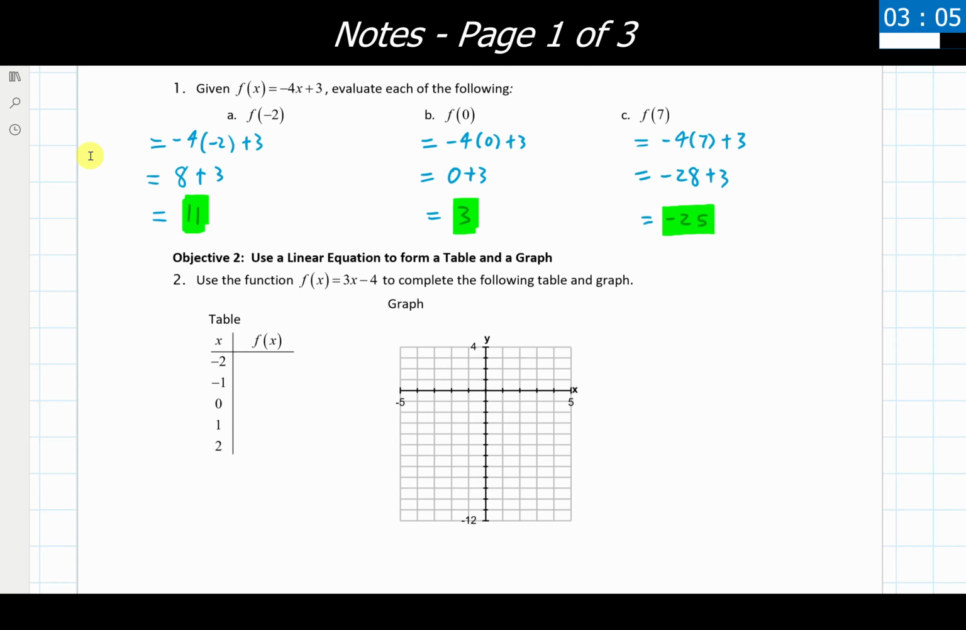So here we have output values of 11, 3, and negative 25 respectively based on the respective input values that we would have. So all we have to do is determine what's the input value, plug that thing in, and find the corresponding output value like we've done previously. Nothing really special or different about that. It's just a different way of writing these things.